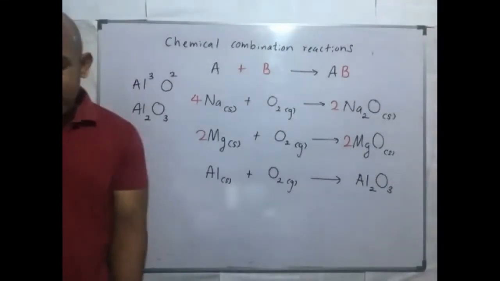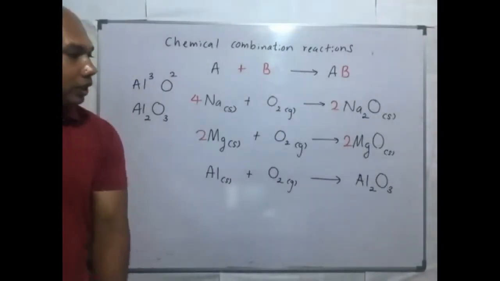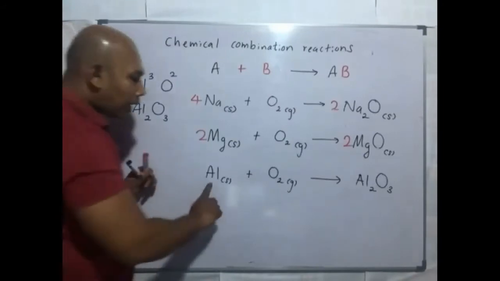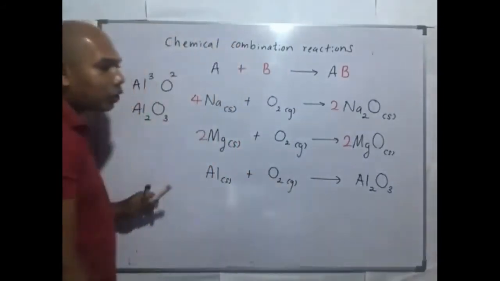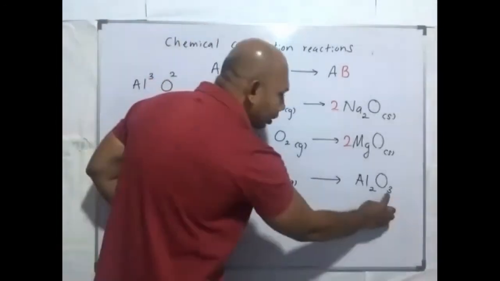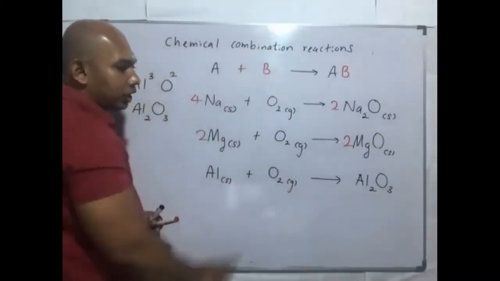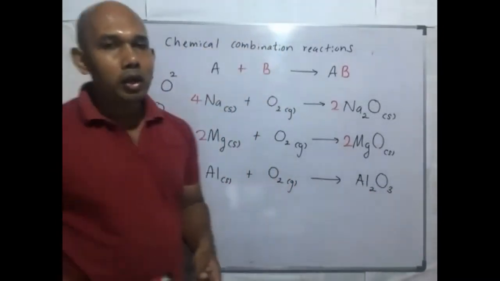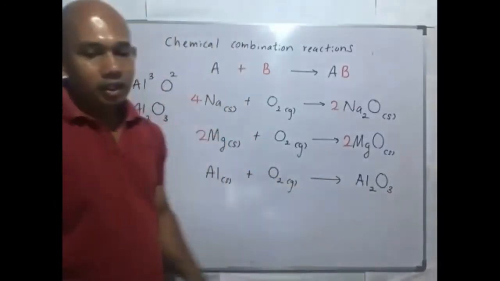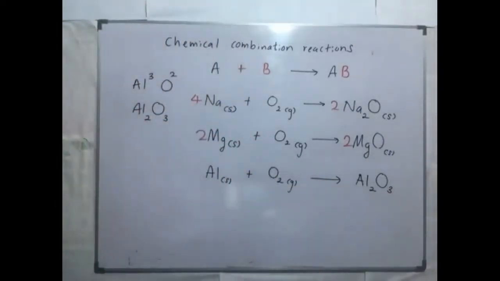Right. Then check whether the number of atoms on either side is equal. 1 aluminum, 2 aluminum. They are not equal. 3 oxygen, in here 2 oxygen. So you can see the odd number. What is the odd number? 3. 3 is the odd number. Try to balance it.